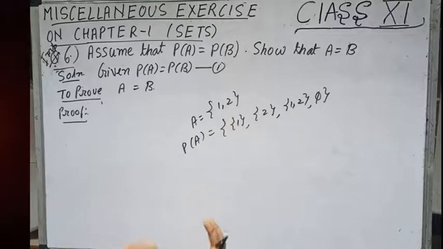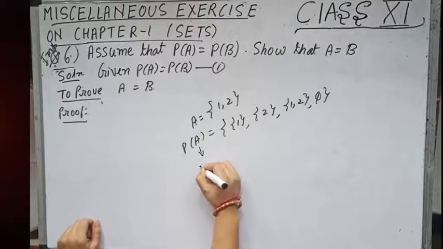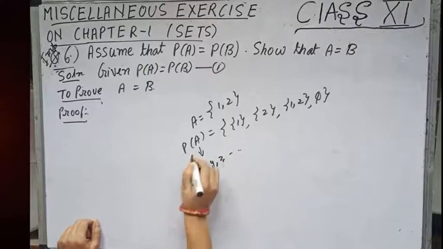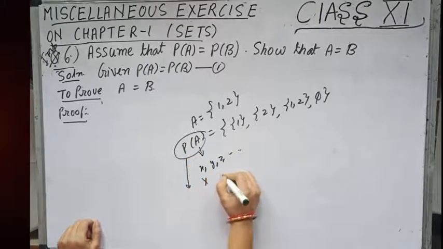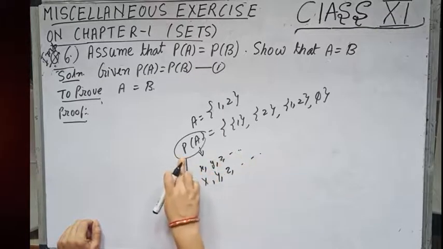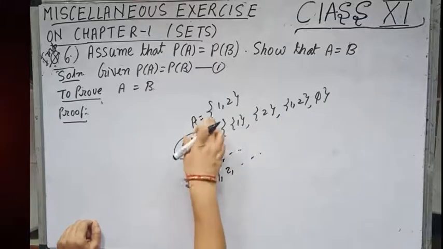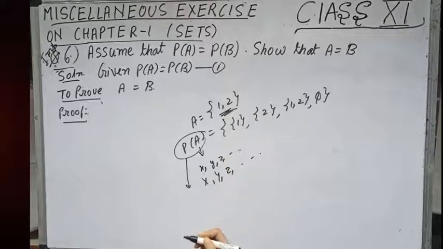So if we have to assume an arbitrary element of a set, we assume by small letters x, y, z and so on. And if we have to assume an arbitrary element of a power set, we assume by the capital letters X, Y, Z, because power set is the collection of sets and a set is in which the elements are there, we simply denote by small letters. So let us start giving the proof of the given question.